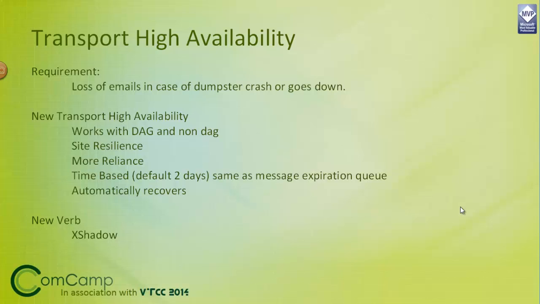So new transport high availability is time based. Default is 2 days, same as message expiration queue. New transport high availability automatically recovers the emails, and we have a new verb coming in the mail flow, which is X shadow, which means the shadow copy is doing the shadow copy. All right, let's move on to the next slide.